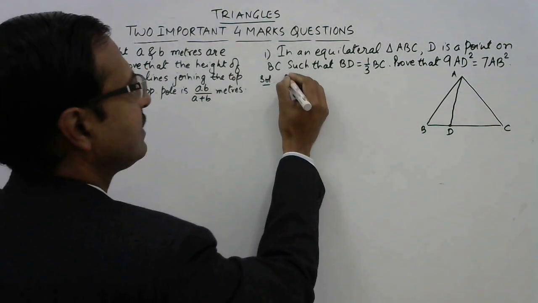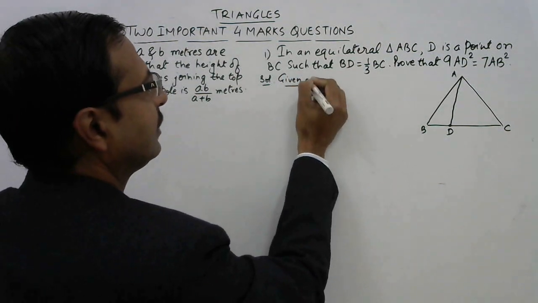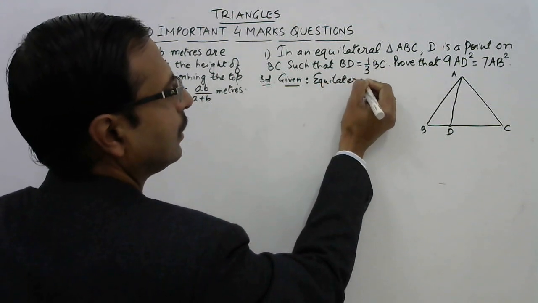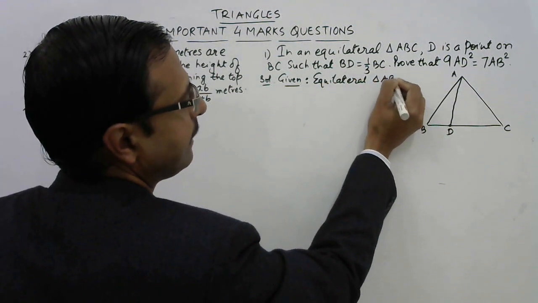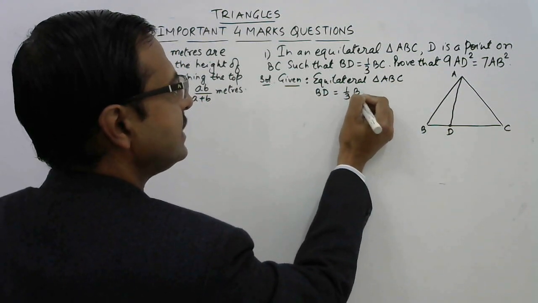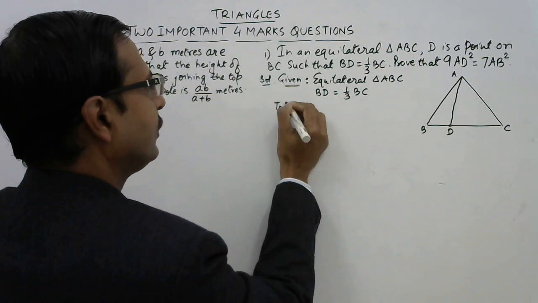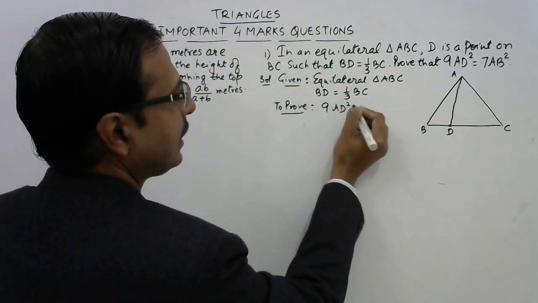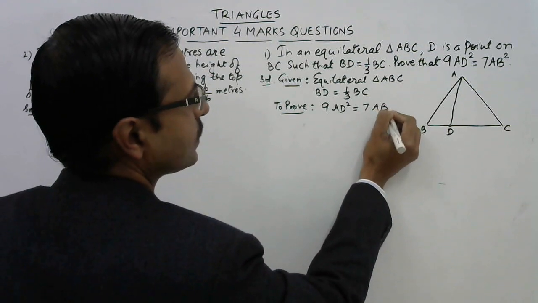So let's see what is given in this question. Given: equilateral triangle ABC and BD is 1/3 of BC. And to prove, it is already mentioned in the question, 9AD square equal to 7AB square.